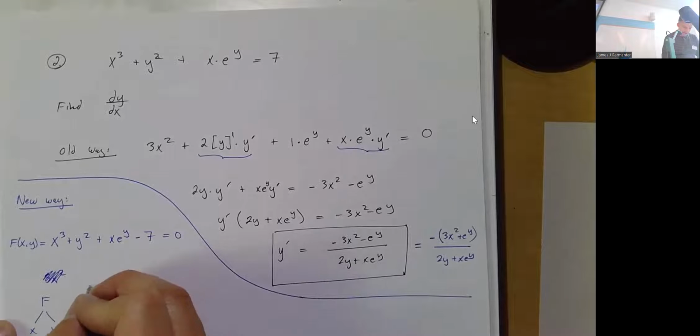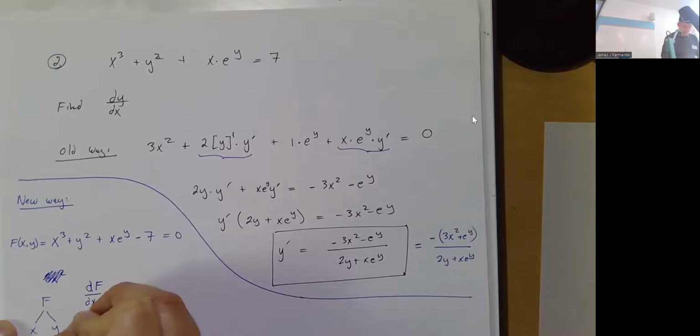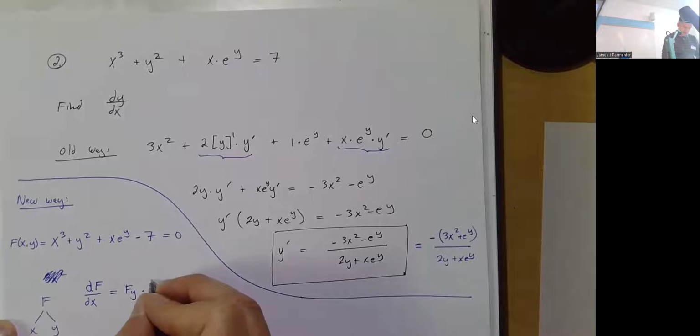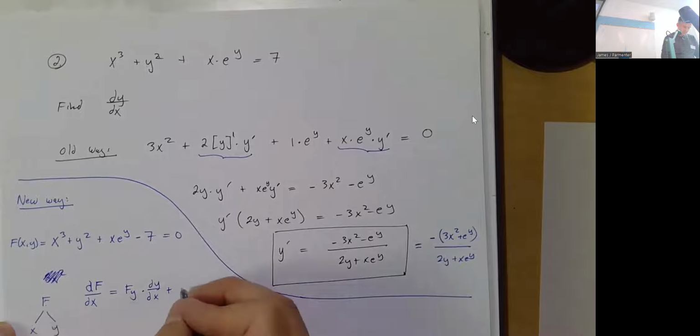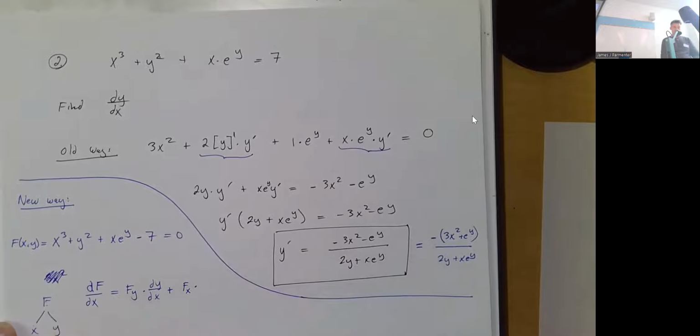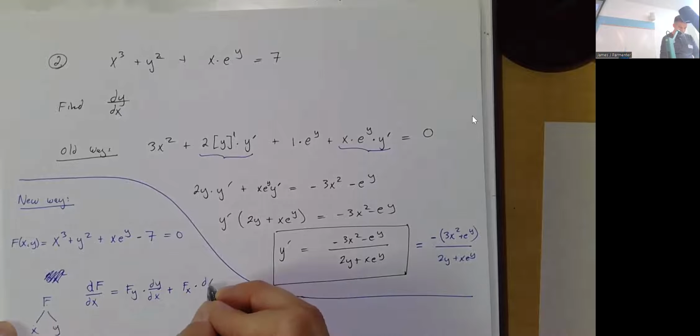dF/dx is going to equal the partial with respect to y times the derivative of y with respect to x, plus the partial of F with respect to x times the derivative of x with respect to x. What's the derivative of x with respect to x? Right. So that's going to be a 1.